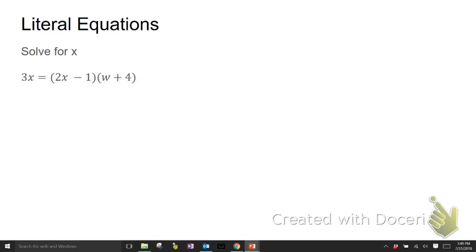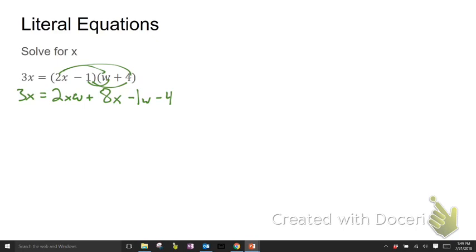Okay, here we go. Now our simplification is going to look a little bit different here, but I think we're going to have pretty much a similar situation. I'm going to start by distributing. We're going to have 2xw plus 8x, and I'm going to finish out my distribution: minus w minus 4, and that's all equal to 3x.